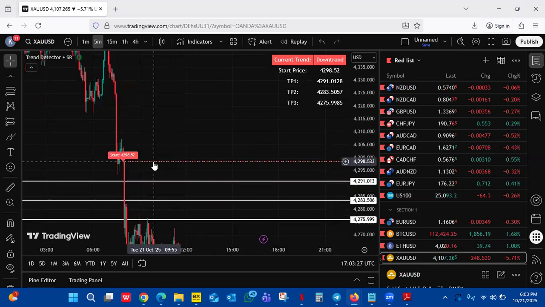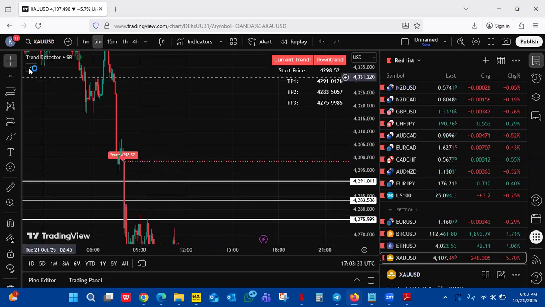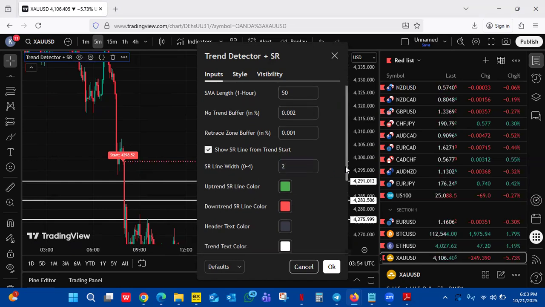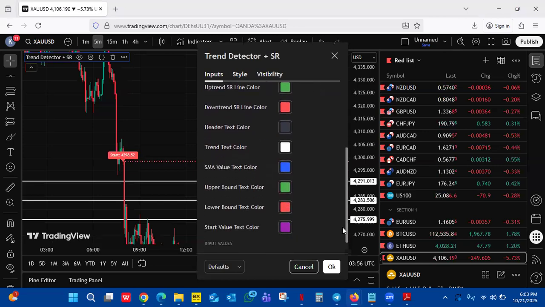You can see that this is the start bar, which also serves as support and resistance. The dotted line also serves as support and resistance. If we go over to the settings, you can see that it has an SMA length of 1 hour, 50. You can adjust your SMA length wherever. The no trend buffer is 0.02, the retracement zone is 0.01. The support and resistance line, you can increase however you want. So these are all the settings.